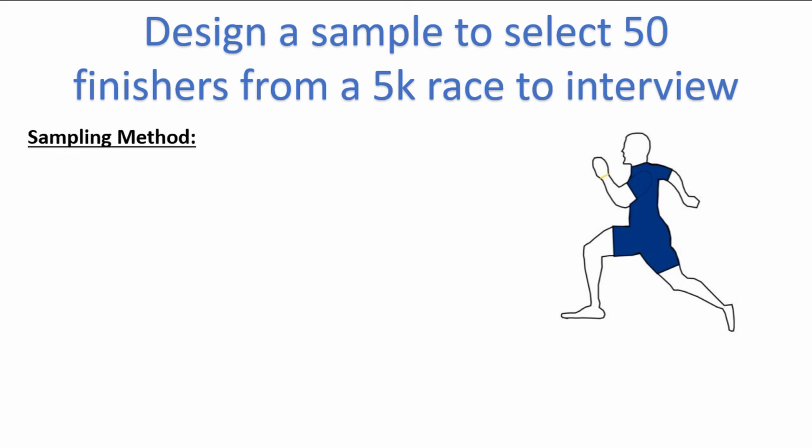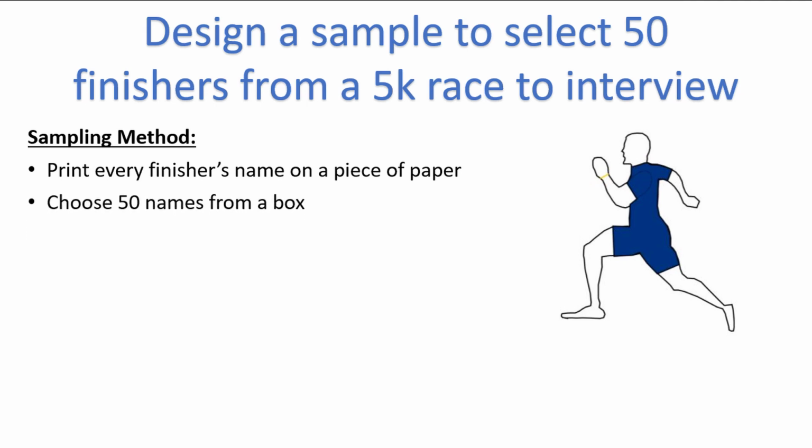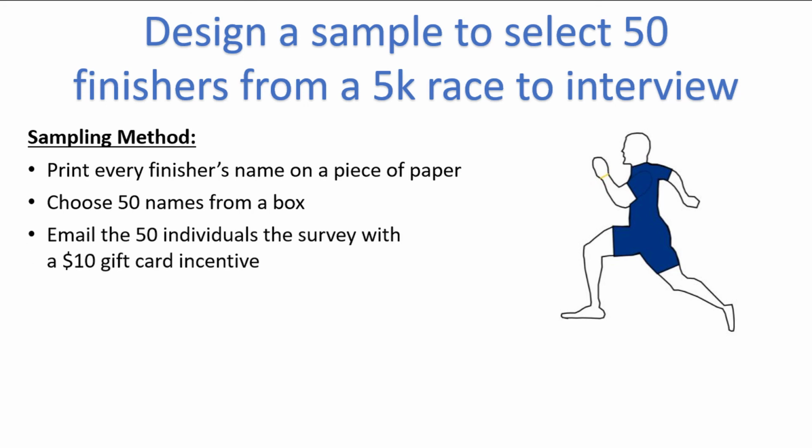Next, assume that we print out a slip of paper for every race finisher. The papers are placed in a box and 50 names are chosen. Each of the 50 names are emailed and told they have won a $10 gift card which they can claim if they complete a brief survey. Which type of sampling method is this? This is an example of bribery. Just kidding. Sometimes giving out a reward can help you get a more unbiased sample.